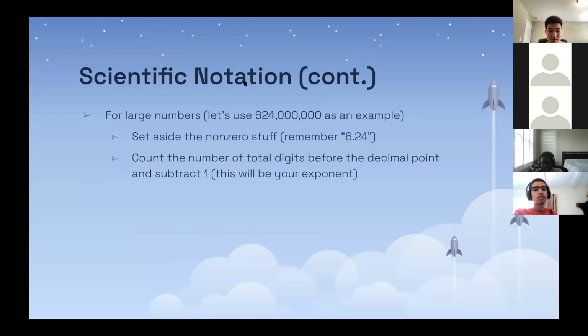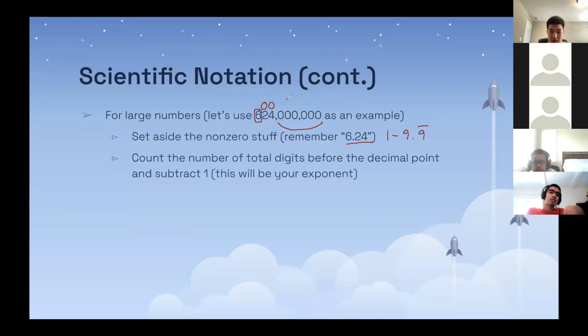And then for larger numbers, depending on what type of person you are, this might be easier or harder for you. But once again, set aside the non-zero stuff. Make sure it's in between 1 and 9.9 repeating. And what you want to do is kind of counting the zeros again, but not really, because here there's obviously 6 zeros. But what you want to do is imagine that everything after the first non-zero digit is a 0. So imagine that this is 600 million instead of 624 million. You would have 8 zeros, right? So basically that would mean that your power of 10 is 10 to the 8th, and then you would just substitute in the non-zero stuff. So basically 6.24 times 10 to the 8th.